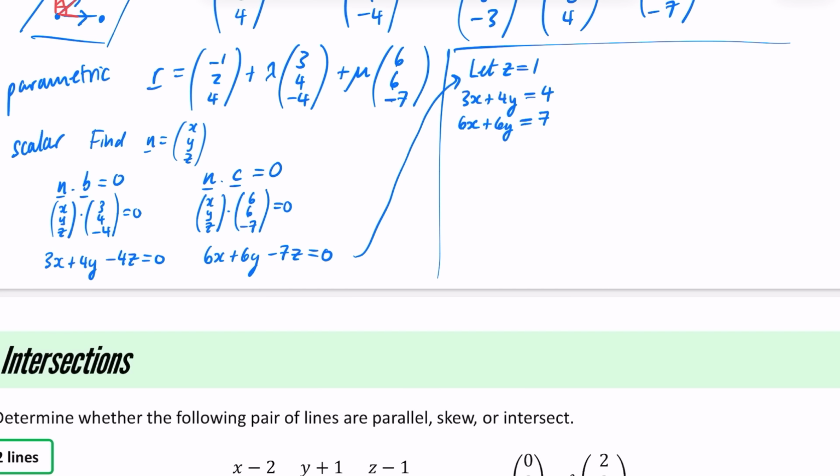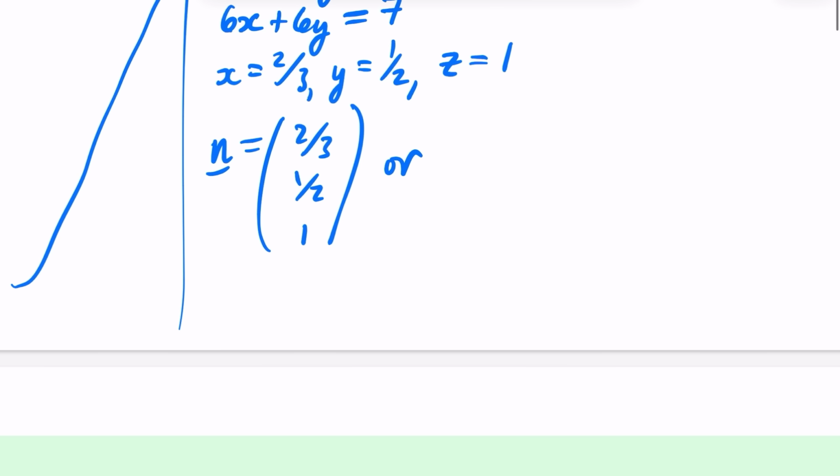This tells me that when z is equal to 1, x is equal to 2/3, y is equal to 1/2, and that was when z is equal to 1. So this is telling me that my normal vector is (2/3, 1/2, 1), or, because I can scale this up, I can multiply all of these things by 6. The reason I'm going to multiply them by 6 is because then it will get rid of both the third part and the half part, and I'll have some integers.